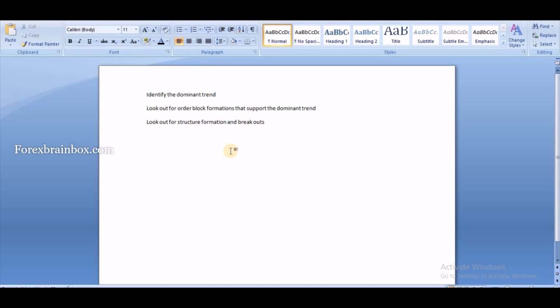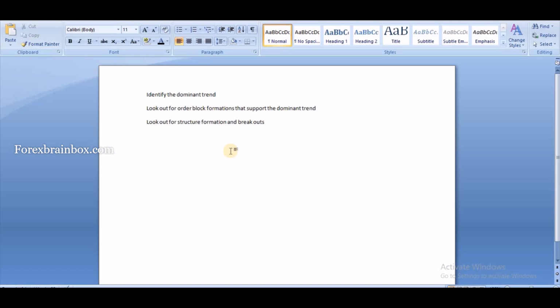So the second part is, when you've dealt with the dominant trend identification, the second part you have to look out for is order block formations. Now, order blocks do not form in isolation. This is another big problem people face. They just see another block and place their trade and start trading. This is why you experience failed order blocks.